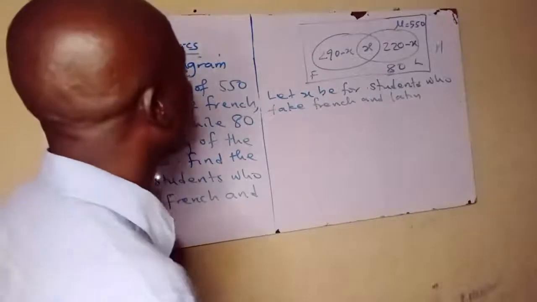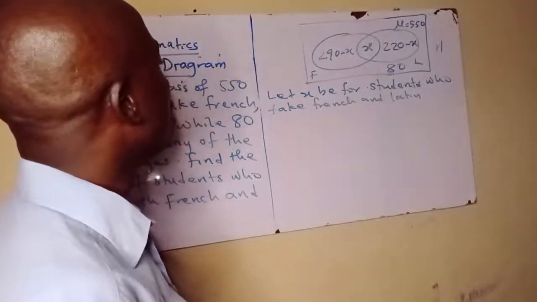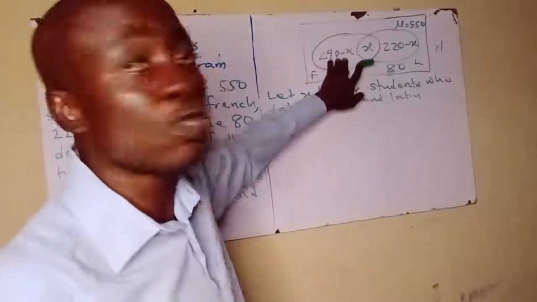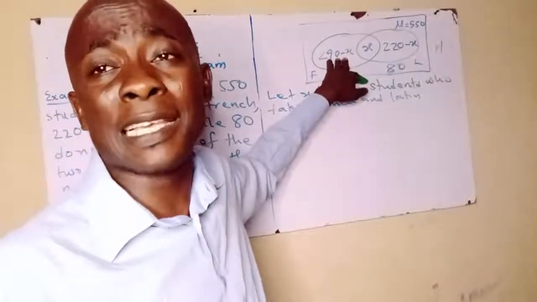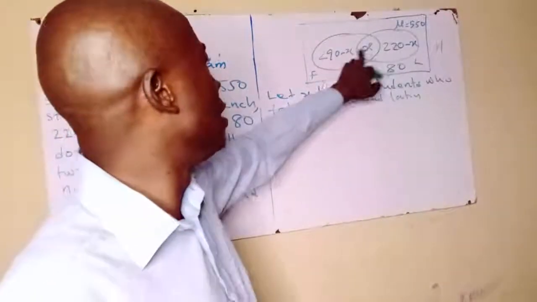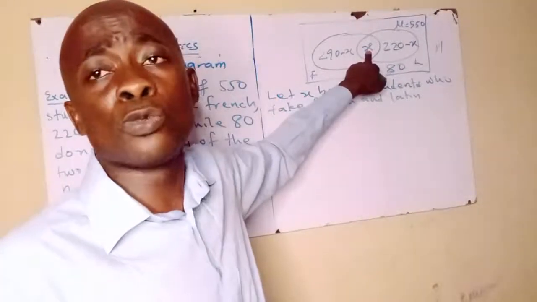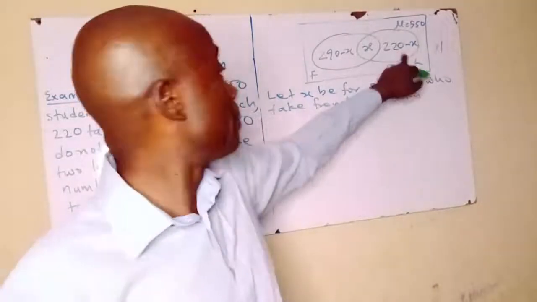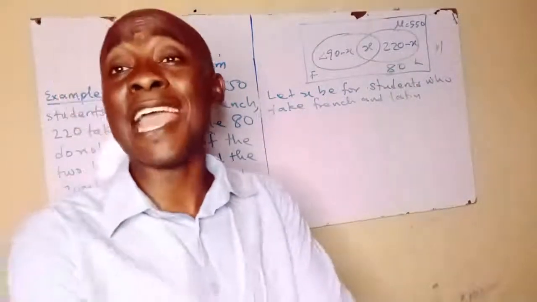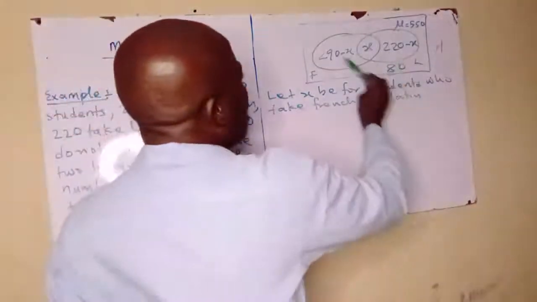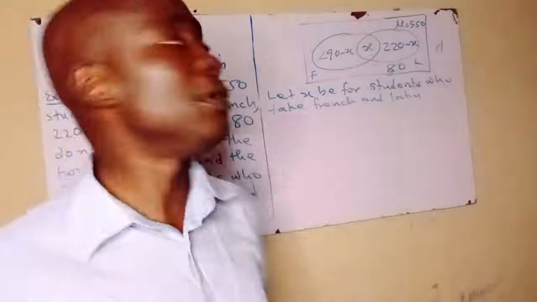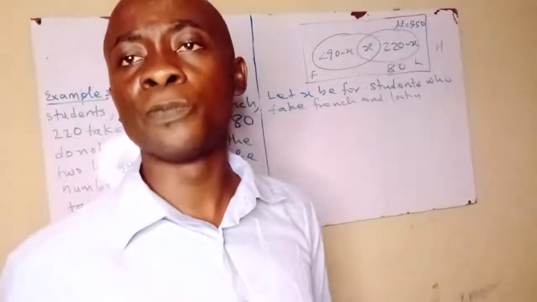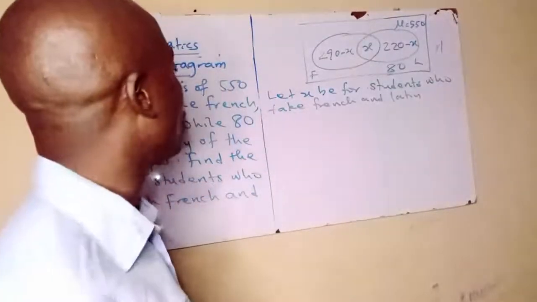Now let's quickly solve this problem. All we need to do is this: this 290 minus X will be the people taking French only. This place is for those taking French and Latin, this place is for those taking Latin only, and this place is for the people who do not take anything. All these people are members of that class, and that means all of them will add up to be equal to 550.